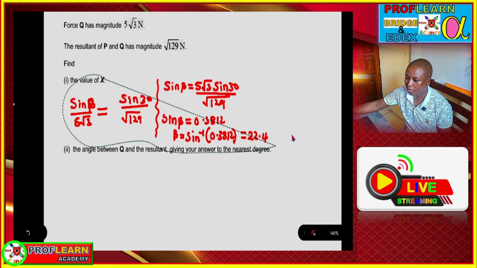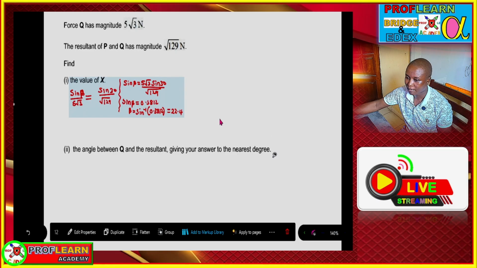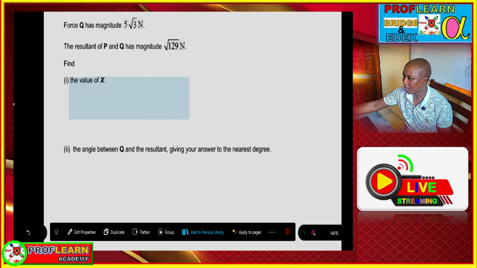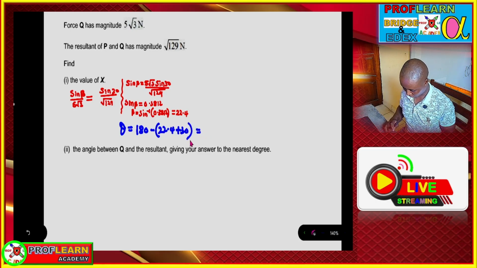Let me just reduce this so that we have enough space to work it out. So we can say theta is equal to 180 minus, in brackets, 22.4 plus 30, which is going to be what?